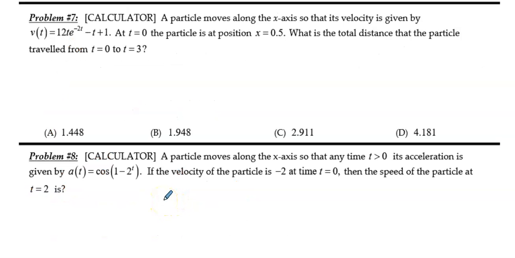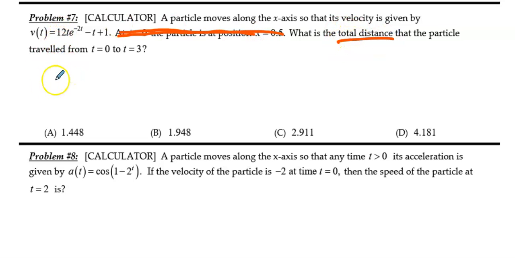So the last part of this video is problem number 7, where it says the particle moves along the x-axis so that its velocity is given by this crazy function. At time equals 0, the particle is at position 0.5. What's the total distance of the particle traveling from 0 to 3? This is not needed. Okay, so this is why I'm showing you guys this question. We don't care because it's asking us for total distance.